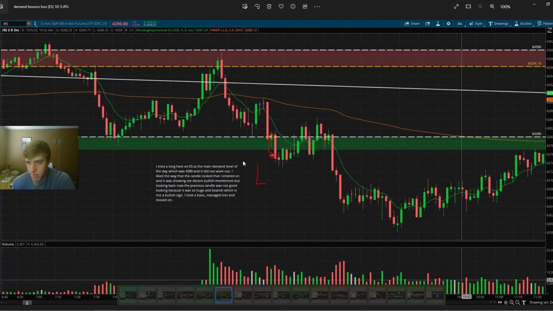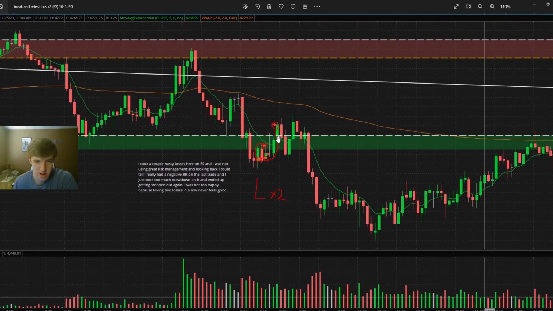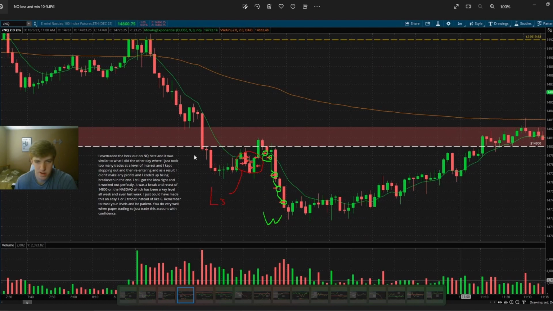This was a demand bounce loss on ES off 42.80, and it was also the pre-market low, and we were unable to hold this level, so I took a loss. And then here I also kind of overtraded the ES to the downside, and once I saw that we broke this level, I was very bearish biased, so I went short 2 times and got stopped out, and after that it continued to go lower. I've already seen this. I already broke down these trades on the NASDAQ.